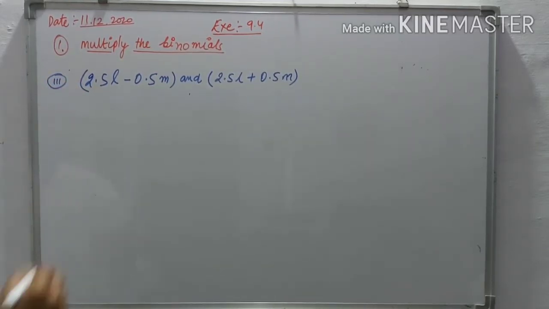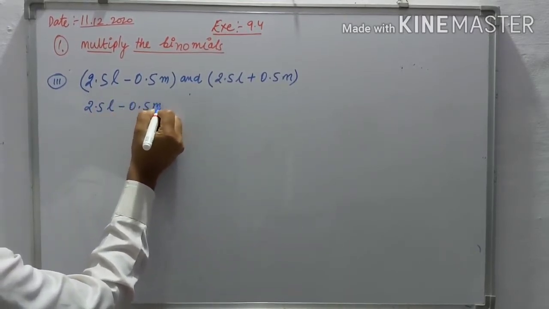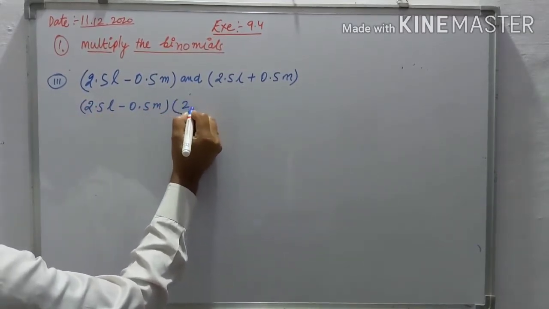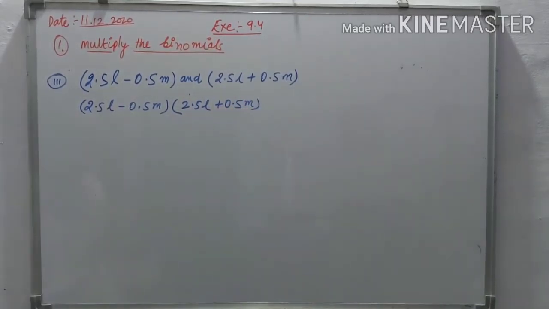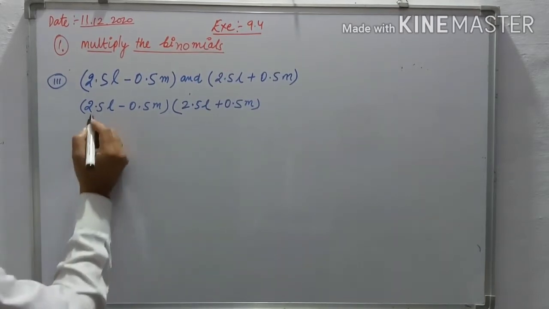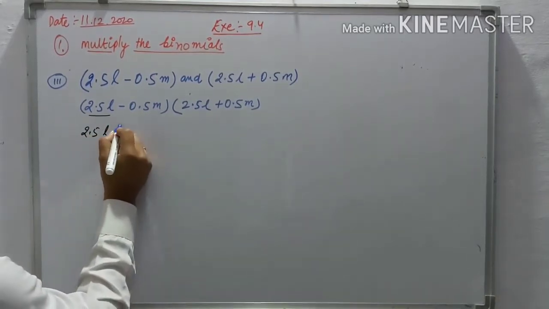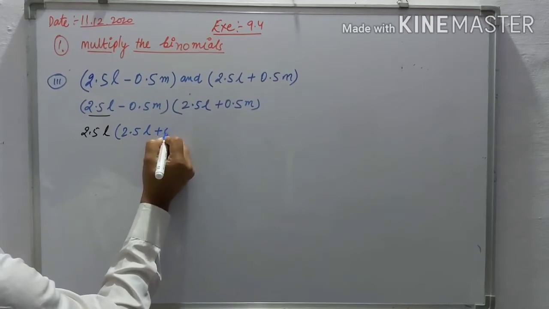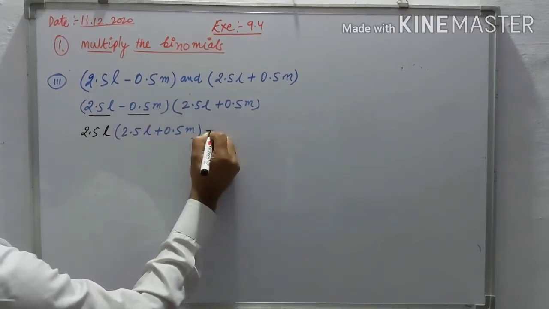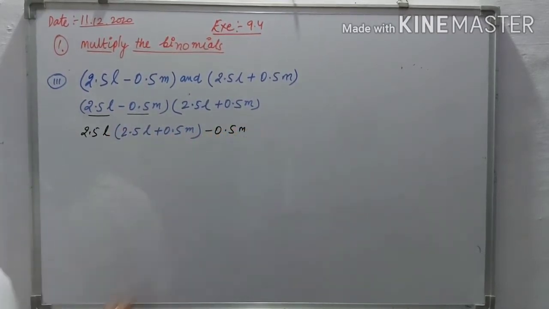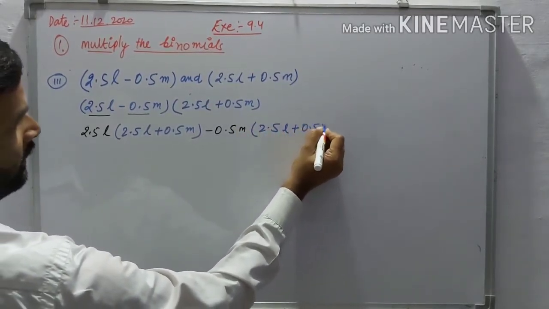2.5L minus 0.5M in the first bracket, and the second bracket is 2.5L plus 0.5M. Okay, same method. The first term is 2.5L, and the second bracket is 2.5L plus 0.5M, and second term minus 0.5M. Okay, and the bracket is 2.5L plus 0.5M.